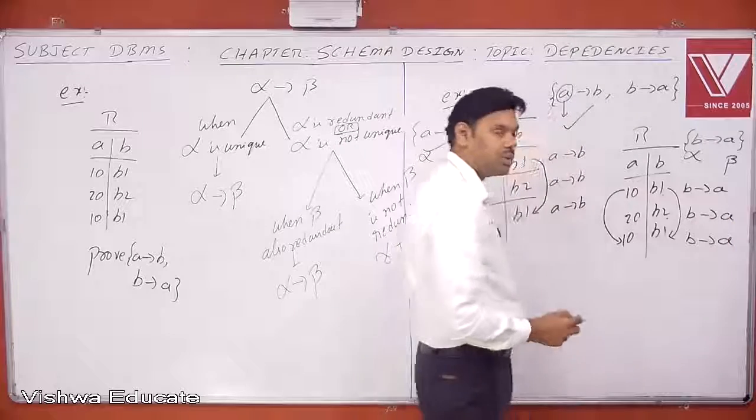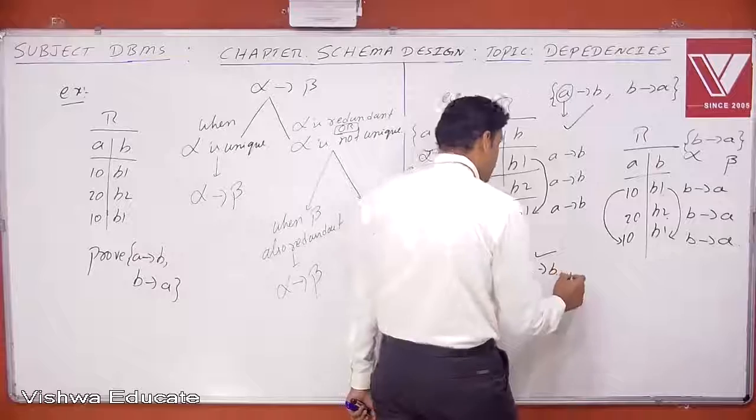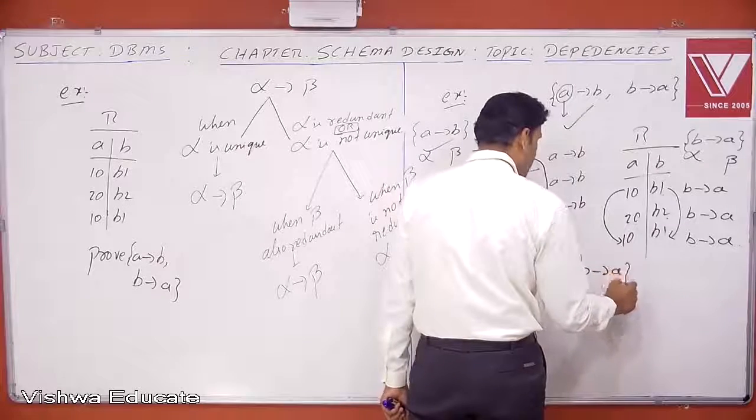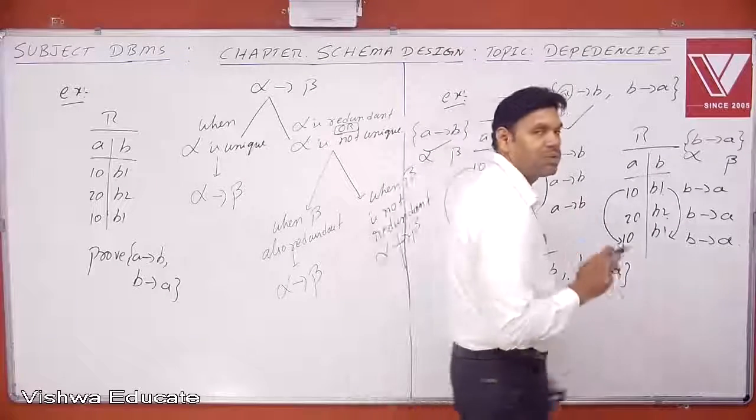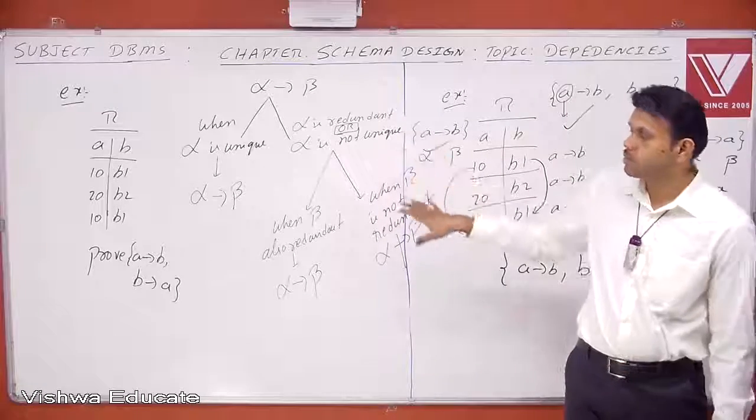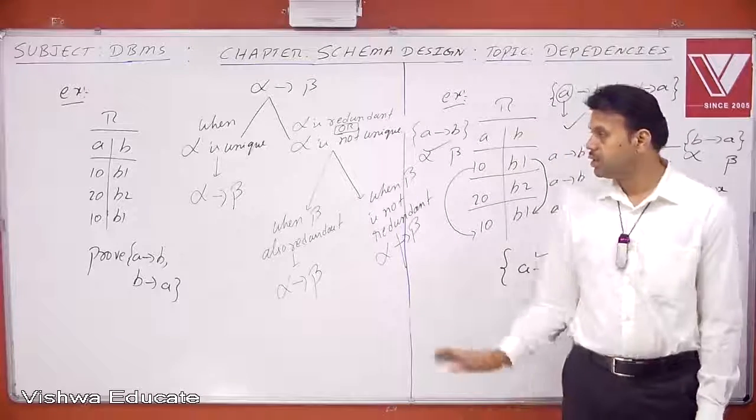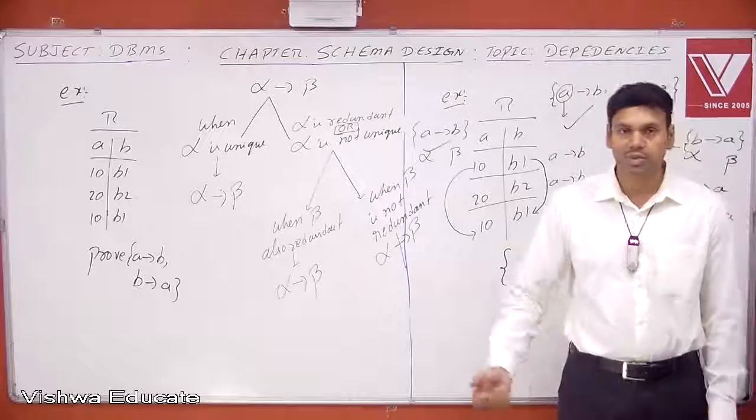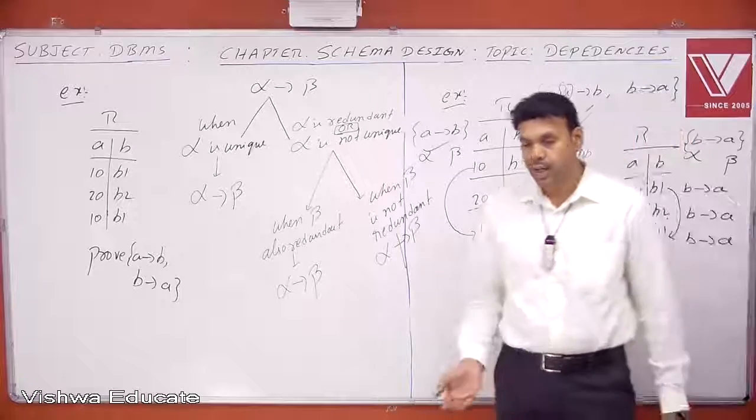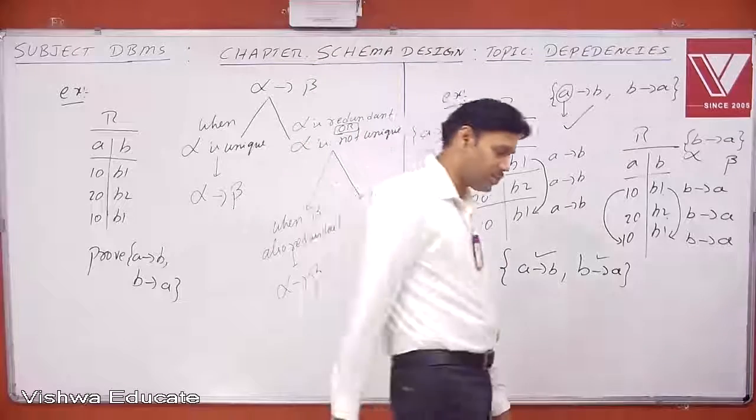B2 is also proved. So finally we understand A to B is proved, B to A is also proved. This is how you can easily prove functional dependency using this flowchart. Okay guys, I hope you understood. Now just copy that. We will do a few examples of mine and a few examples from your class workbook. Okay, copy.